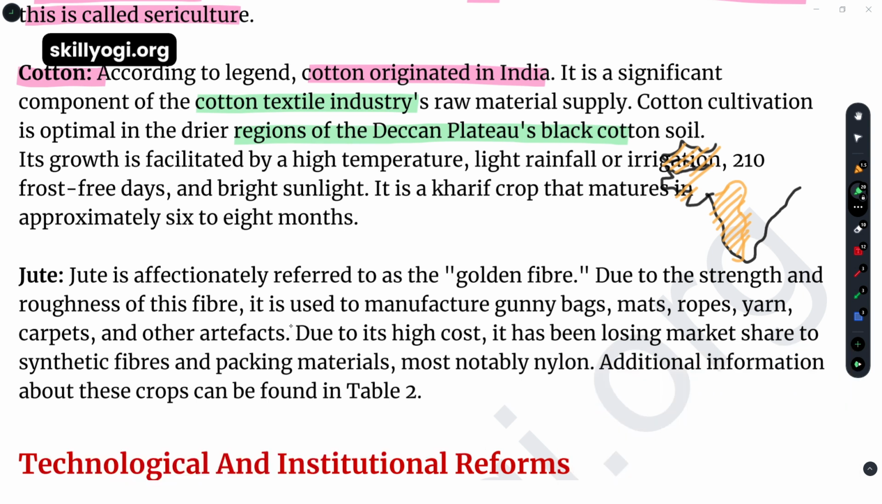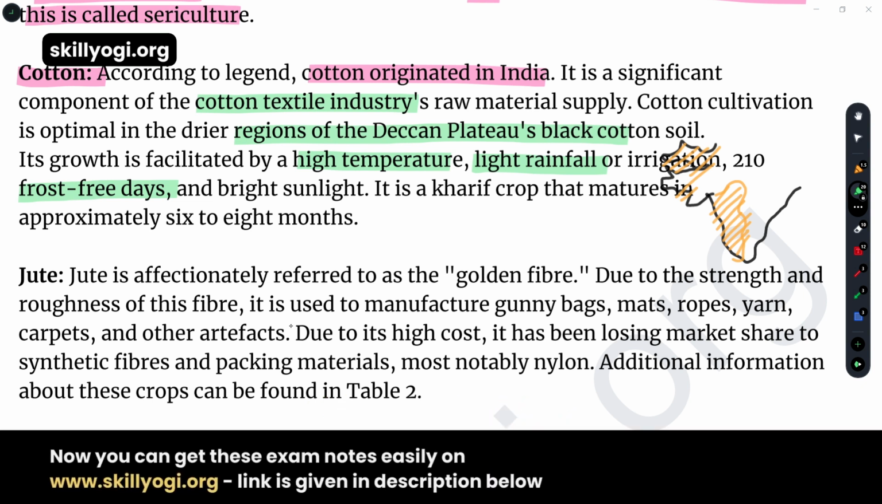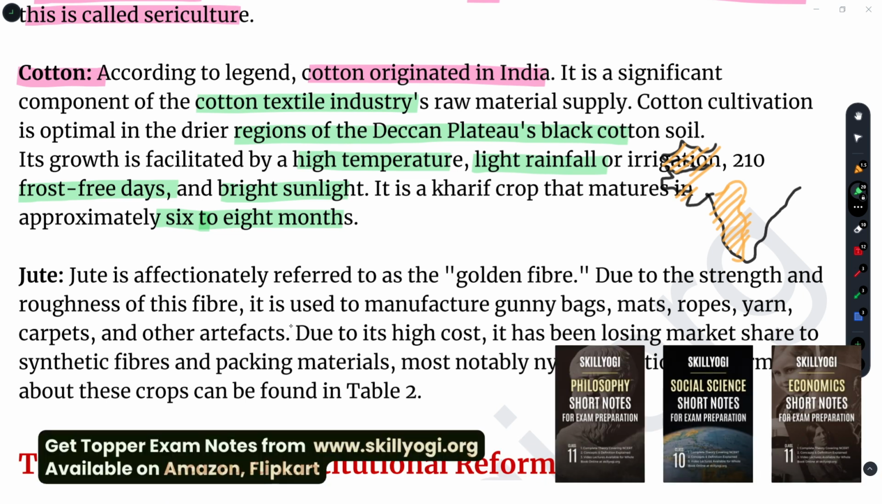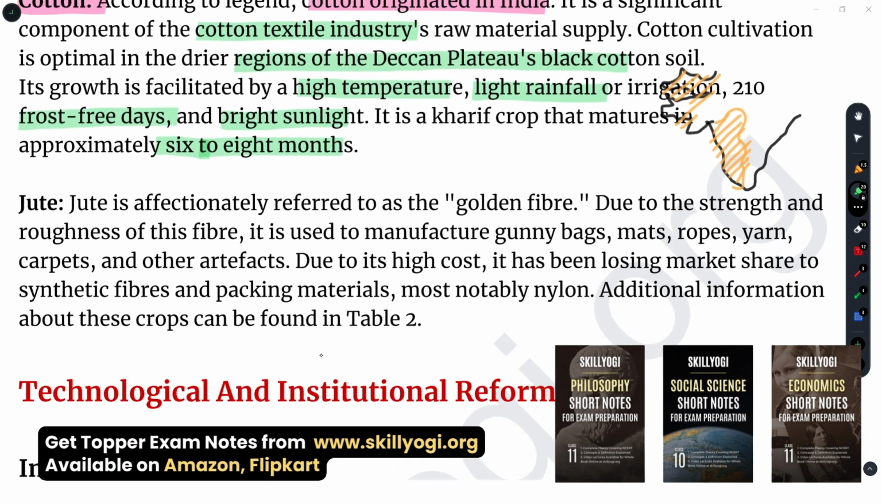Its growth is facilitated by high temperature and light rainfall. We know that we can have scarcity of rainfall. It needs 210 frost-free days. Yes, for tea and coffee we have learned the same line, frost-free days. That is very important, otherwise the cotton plant will die. It needs bright sunlight, and it's a kharif crop that matures in approximately 6 to 8 months. So these highlighted portions you need to remember along with the location of cotton production.